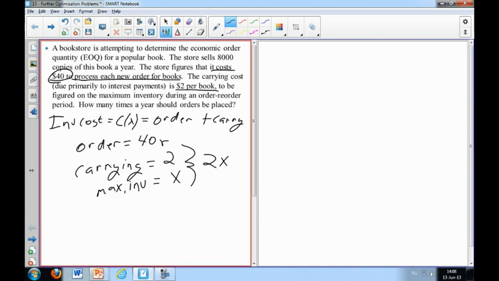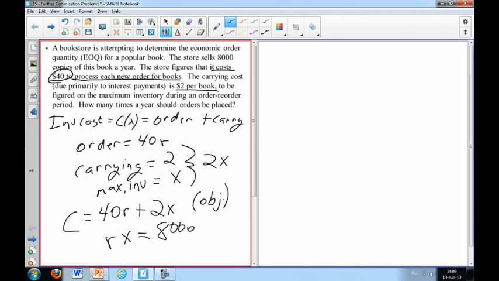Now, our cost function then is going to be the ordering cost, 40R, plus our carrying cost, 2X. And of course we know this is what we're trying to minimize, so this is our objective function. And our constraint, again, this is what we're supposed to know, is that the number of orders times the quantity per order is going to equal the number of books that we're going to sell throughout the whole year, which is 8,000. Since it's equal to something, we know that this is the constraint.